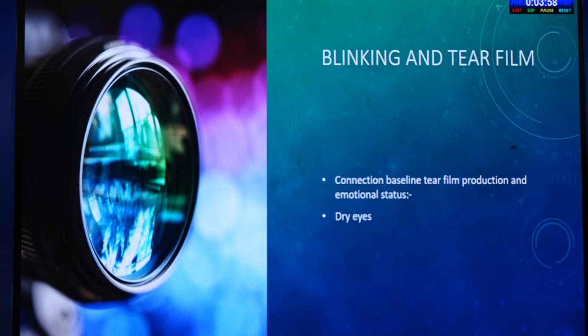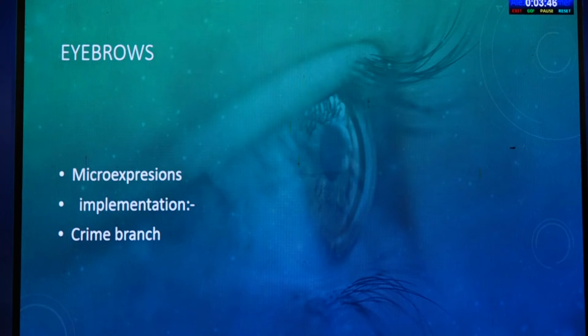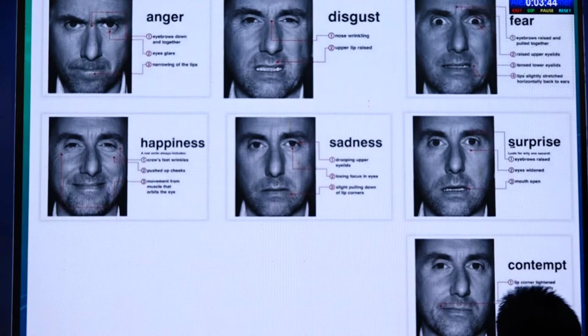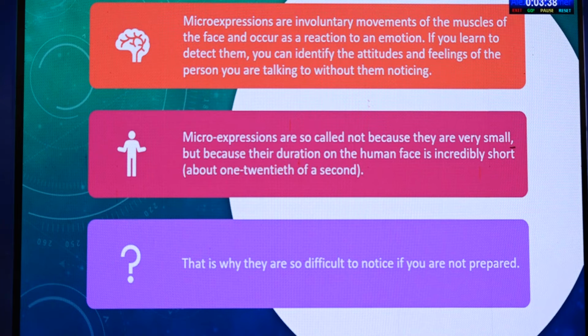Blinking and tear film are already associated with hormones and with psychological and psychiatric conditions like depression and other related disorders. Dry eyes are already known to be associated with psychiatric disorders. Eyebrows, micro expressions. According to the patient's eyebrows, we can see micro expressions, which are very well known and used in different scenarios for criminals. They are involuntary movements of the muscles of the face in reaction to any emotion, and we can find them mainly on the eyebrows. So we can use that for further implementation with psychiatry and criminals to diagnose clinical psychology.